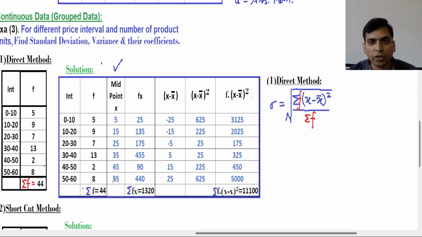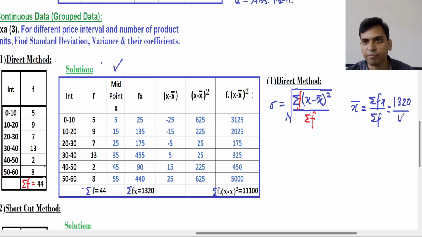So all these middle values are considered as X. Now, as per the formula of direct method, we need X bar. And as the data is converted into discrete, X bar is equal to summation Fx divided by summation F. So this value is 1320, and this divided by frequency 44. So X bar is exactly 30. X bar is 30.